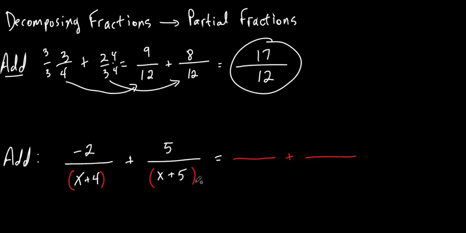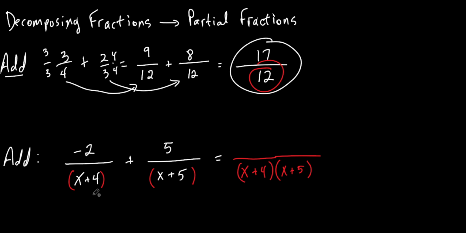What if this was your 4 and this was your 3? What did you do to 4 and 3 to get that 12? Multiply them together, correct? So what could you do here? Multiply them together. So what's your common denominator? Let's not do two separate ones. Let's just do the one, okay, instead of two separate ones. So what's my common denominator? x plus 4 times what? x plus 5. Okay?